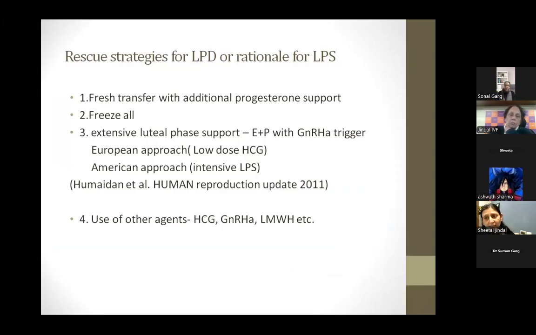So now this basically forms the rationale for using luteal phase support in pregnancy in most of the ART cycles. If you want to do a fresh transfer, you definitely need additional progesterone support because of lack of LH. There is progesterone deficiency. Or you might like to freeze all the embryos because of this luteal phase defect, or if you are suspecting any hyperstimulation. Or with the use of GnRH agonist, you can use either estrogen plus progesterone as an intensive support. Just if you want to mimic the natural.